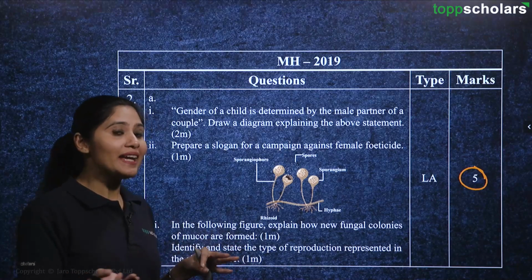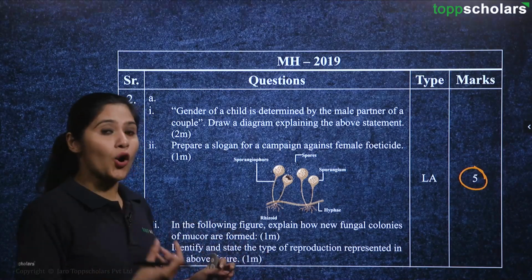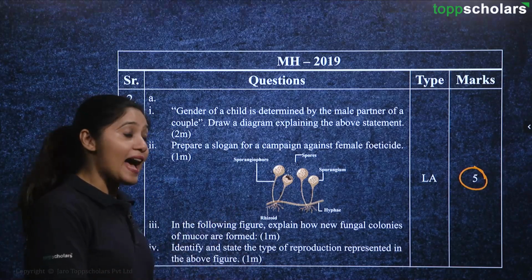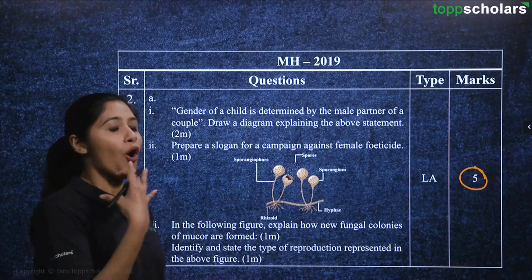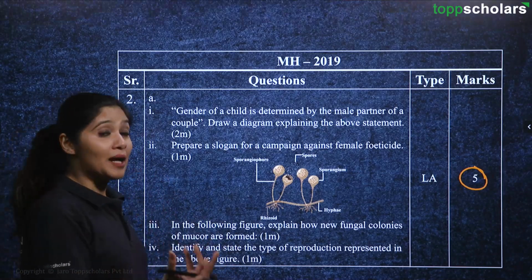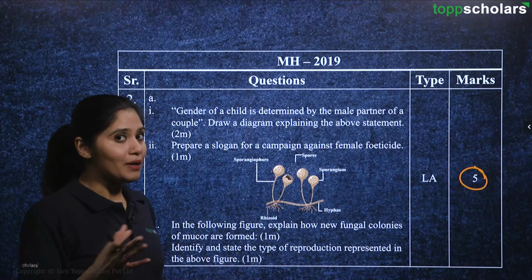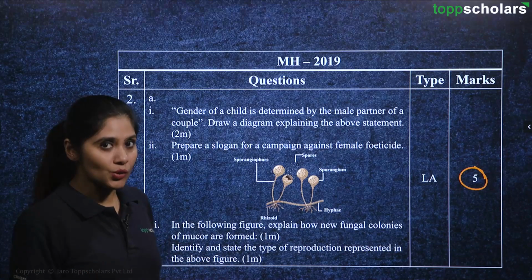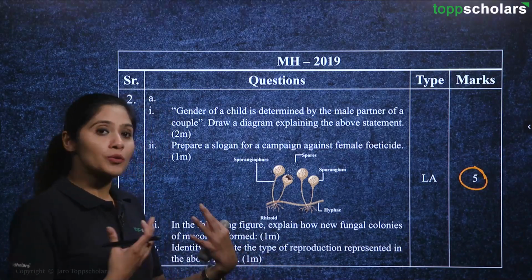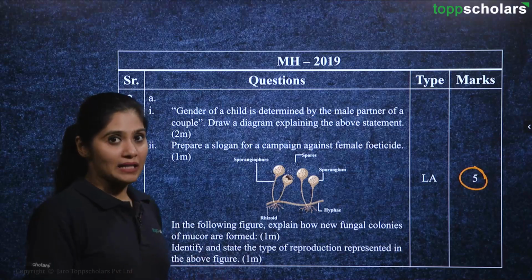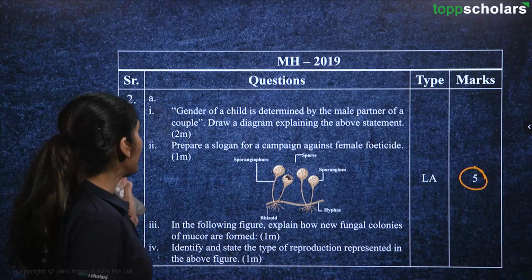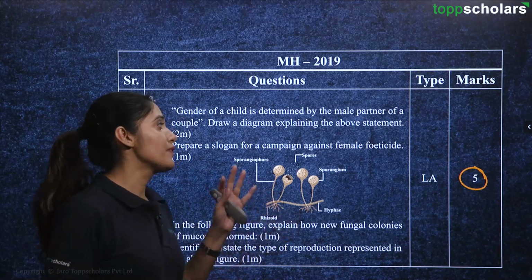only, because they only have the different set of chromosome types, which is X and Y. As per the participation of either X or Y from the male gamete combined with the female gamete, which is always going to be XX only, the resultant zygote will get its chromosome pair and will determine the sex or gender of the offspring. Now prepare a slogan for a campaign against female feticide.